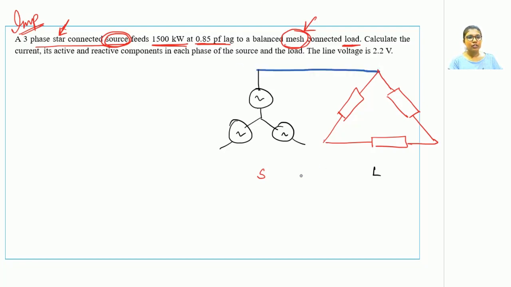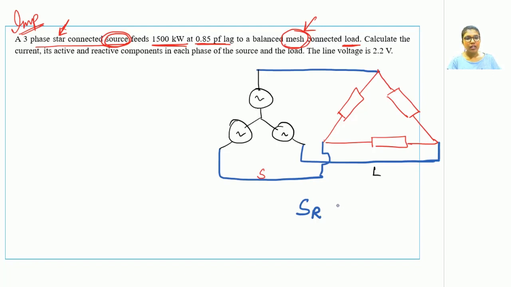The red part is connected to red. This is the Y part, so it's connected to Y, and this is the blue part. So source red part, that is source subscript R, is connected to the load subscript R. Source subscript yellow is connected to load subscript yellow. Source subscript blue is connected to load subscript blue. So we have represented the complete set of source and load connection.